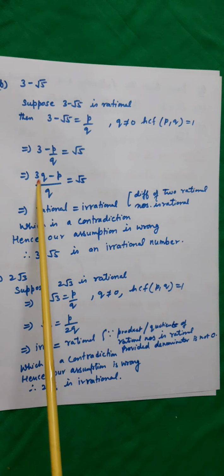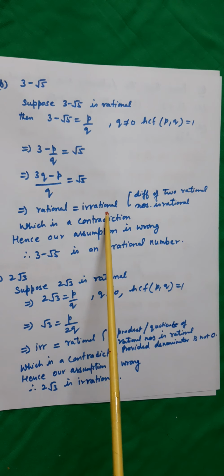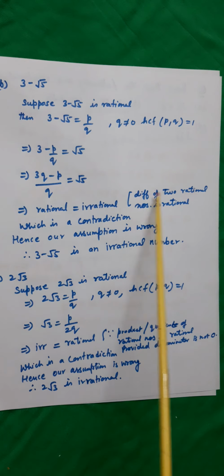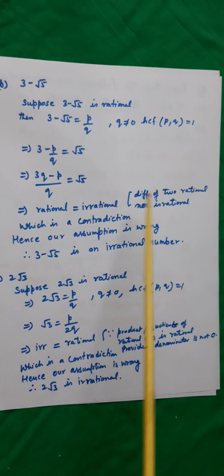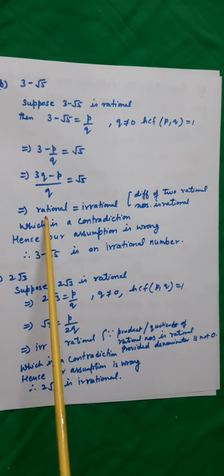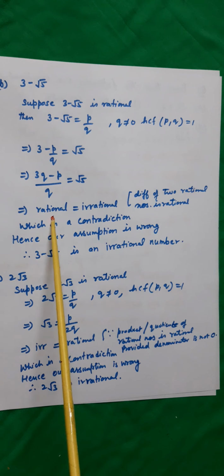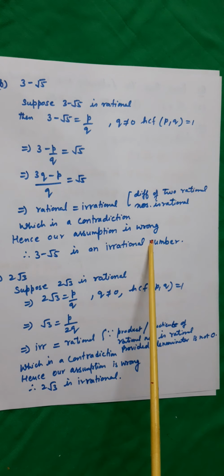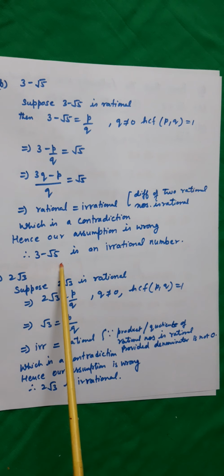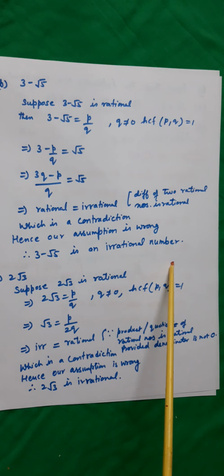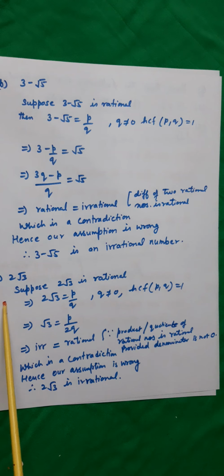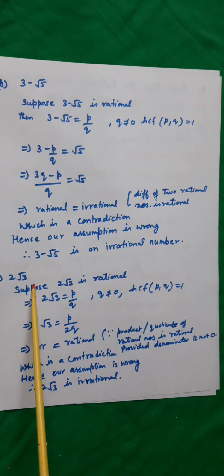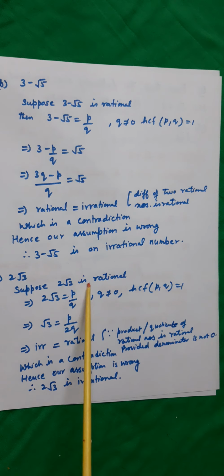This implies that rational is equal to irrational. Here again, the difference of two rational numbers is rational. Therefore, this is a contradiction. How can a rational number be equal to an irrational number? Hence, our assumption is wrong. Therefore, 3 minus root 5 is an irrational number. Part C. 2 root 3. Prove that 2 root 3 is irrational.